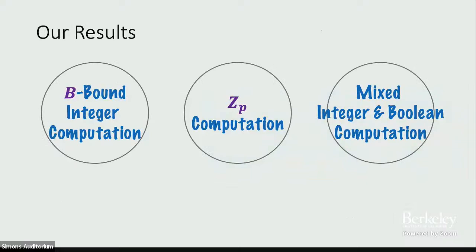We tackle 3 different models. The first is the same as AIK, bounded integer computation. The second, we managed to do Zp computation. The third, we consider a mixed computation where your circuit can have both bounded integer operations and Boolean operations. In all of those models, we give constructions based on both LWE and Paillier. And Paillier is a new assumption that makes this talk fit the purpose of this workshop.